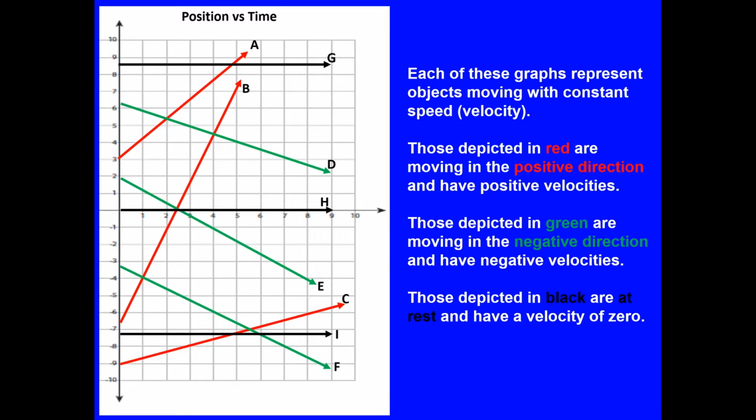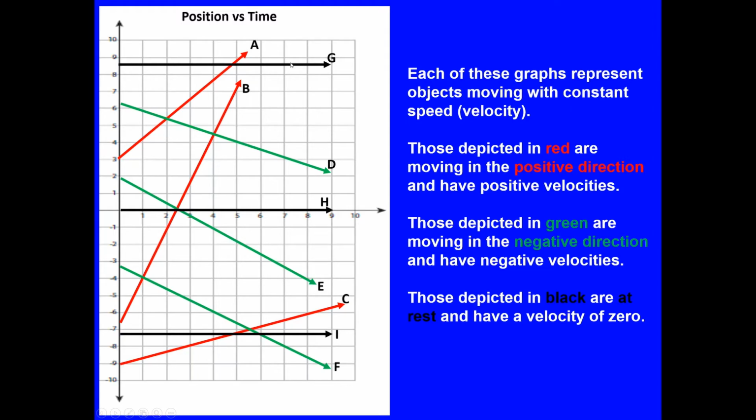For the red lines, A, B, and C, all three of these lines are sloped upward. This tells us that the object is moving in the positive direction. The slopes of those three lines are positive, and so it has a positive velocity. The three green lines, D, E, and F, are all sloped downward. This implies that the object is moving in the negative direction. All three of these green lines have negative slopes, therefore they represent objects with negative velocities.